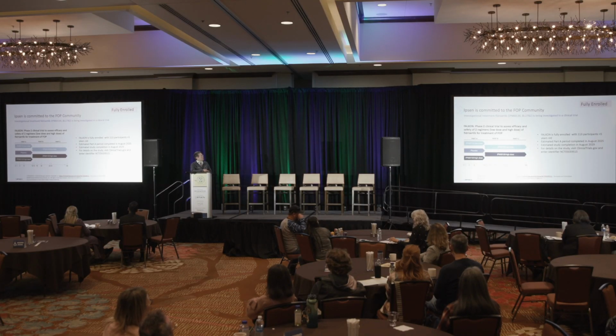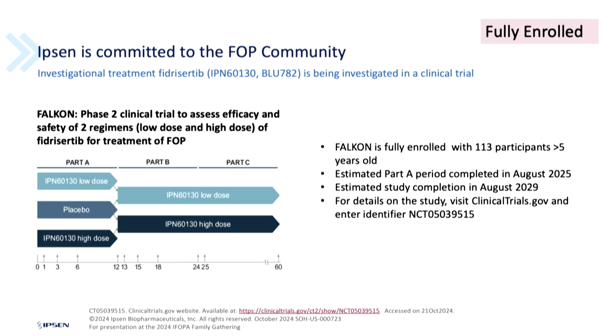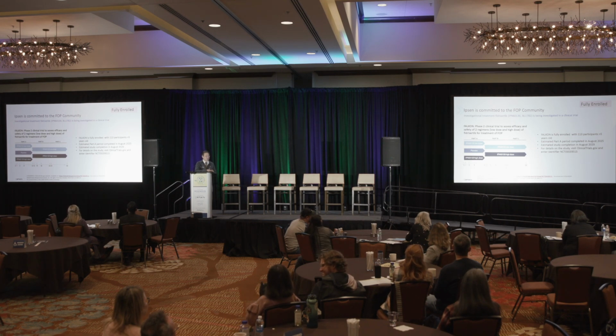Fidrisertib, which is IPN 60130. It was previously known as BLU-782, which was from Blueprint Pharmaceuticals. And this trial is sponsored by Ipsen. It's the Falcon trial. This is a phase 2 clinical trial to assess the efficacy of IPN 60130. We have Part A, Part B, and Part C. So this is basically a 1-year placebo-controlled trial and then switching to open label. This is now fully enrolled.